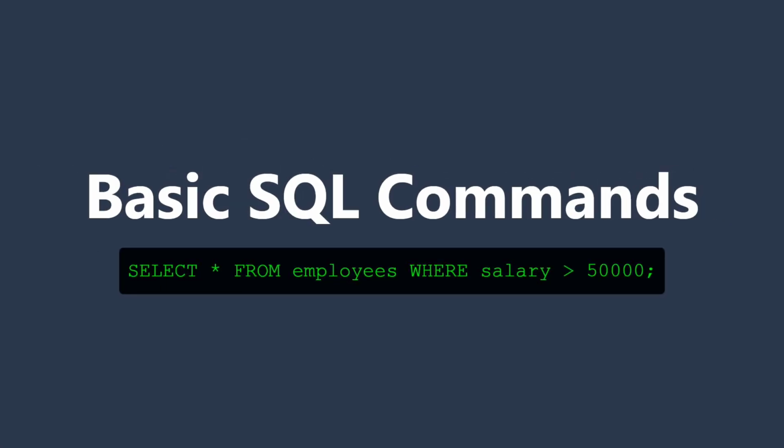Moving on to some basic SQL commands. SELECT * FROM employees WHERE salary > 50,000. It means to show all information about employees who earn more than 50,000. Simple, right? This readability is what makes SQL so powerful. It's almost like writing a sentence in English.